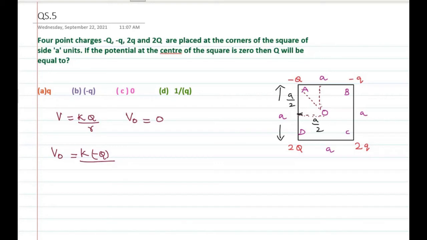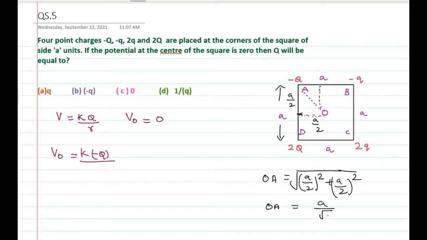Then apply the Pythagoras theorem: we'll get OA is equal to root of (A by 2) the whole square plus (A by 2) the whole square. Then we'll get OA is equal to A by root 2. So the distance from the center to all the corners of the square will be equal to A by root 2. Substitute this in the formula.